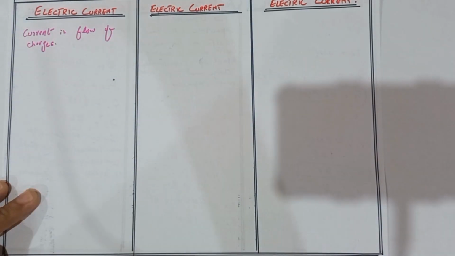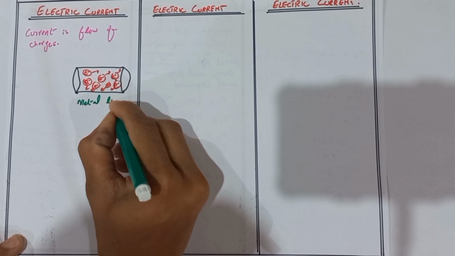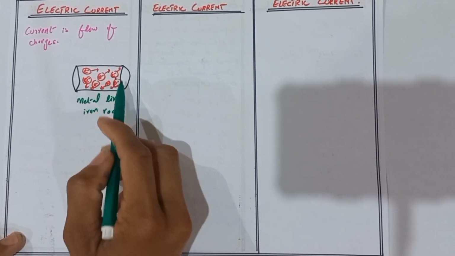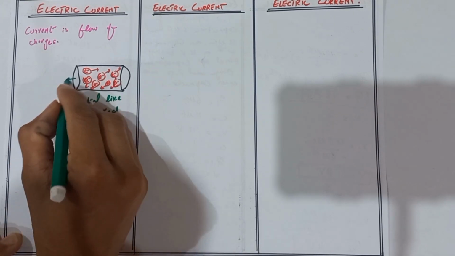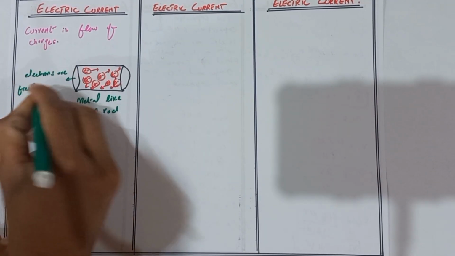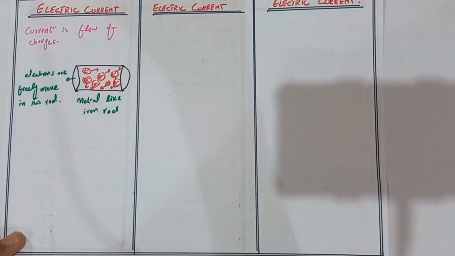Let me explain to you. Let's consider a metal like an iron rod. We know that the electrons in this rod move freely.